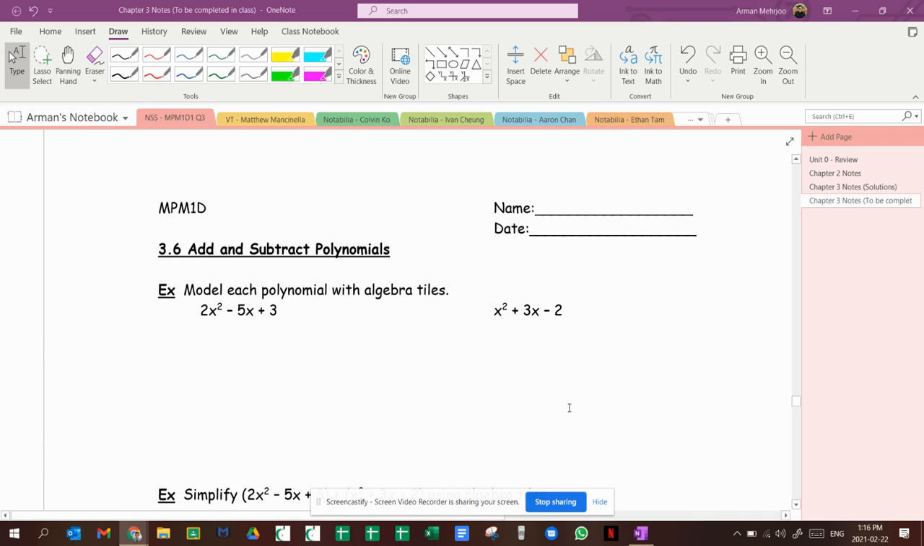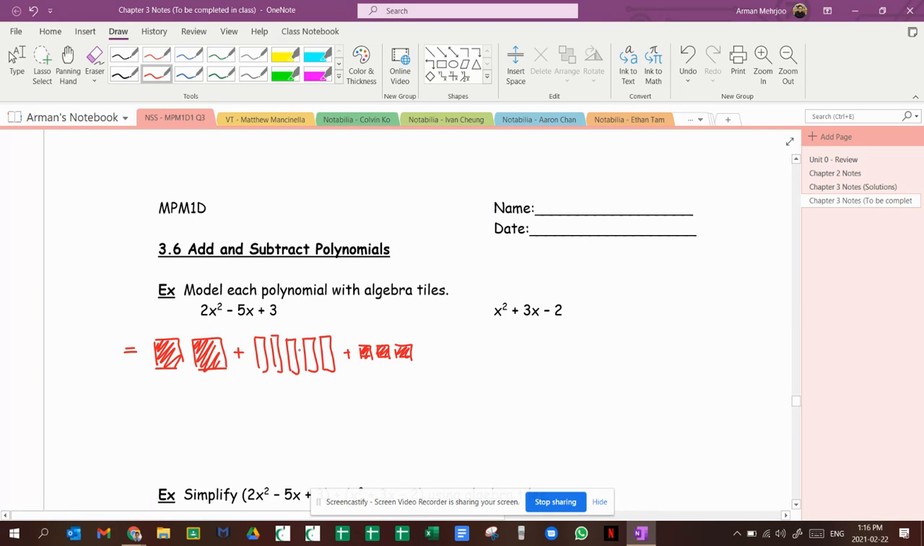Okay, let's go on to 3.6, adding and subtracting polynomials. So this first question says model each polynomial with algebra tiles. So let's go ahead and do that. I have 2 positive x squareds. I have minus 5 x's. So let's add 5 negative x's. And then I have 3 positive little small blocks.